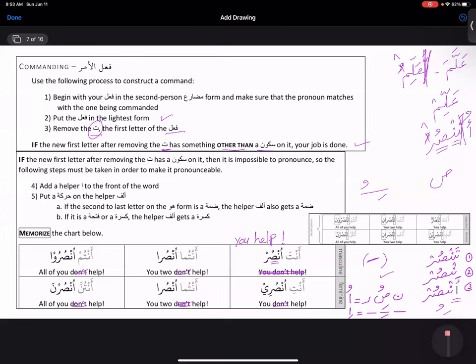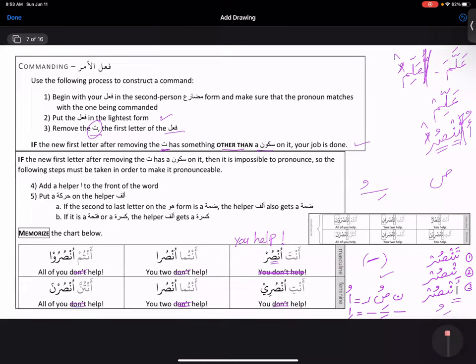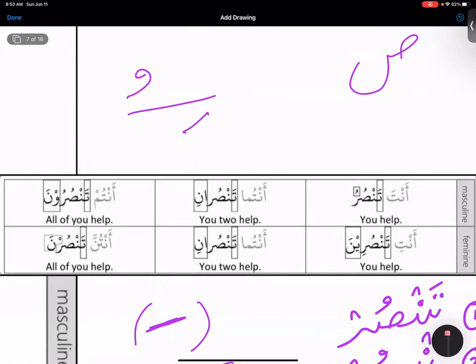Okay. So yes. Let's see this chart over here. Anta becomes Unsur, right? And now who can try this one? It's written over here. Antuma is Tansurani. Who can try this one? Give me all these steps and try how we can turn it into command. Anyone ready, or should I repeat one more time? Okay, sister, go ahead.